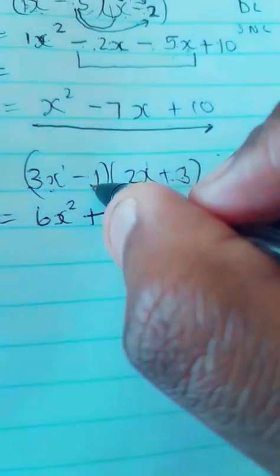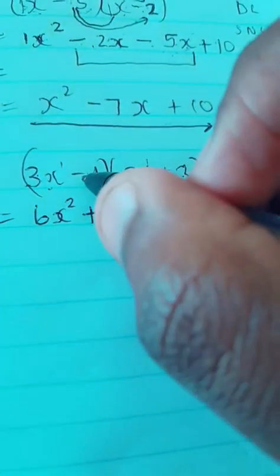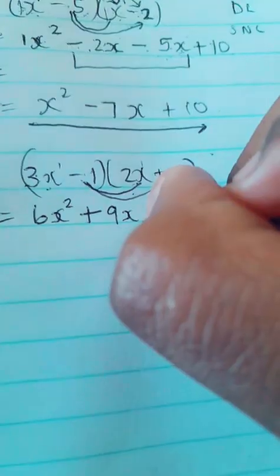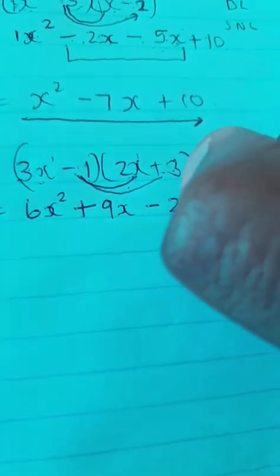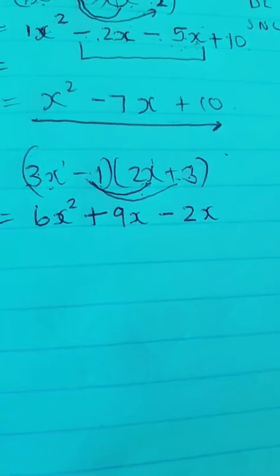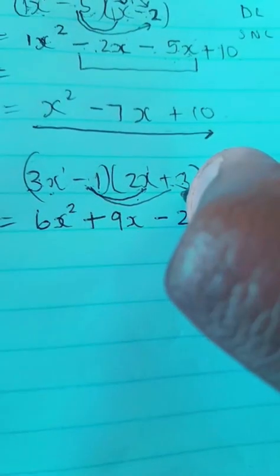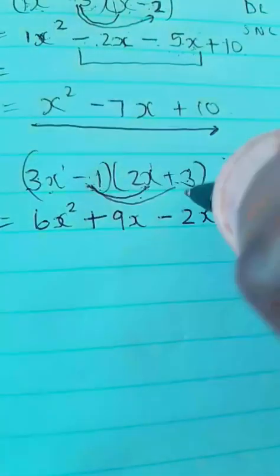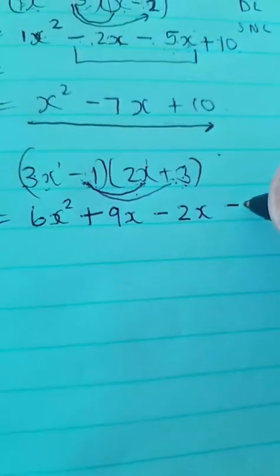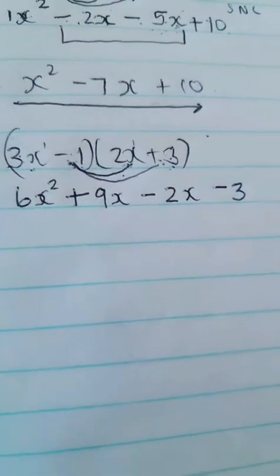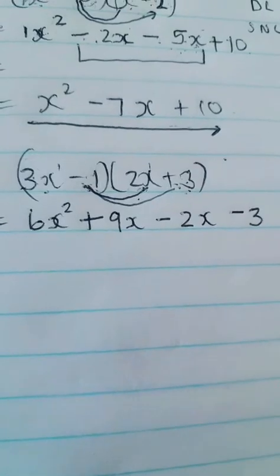Then we take the negative 1 and distribute it to the 2x, and take the negative 1 and distribute it to the positive 3. Negative times a positive is negative. 1 times 2 is 2. x next door. And then last but not least, minus 1 times positive 3. Negative times a positive gives negative. 1 times 3 gives 3. And that basically gives us our 4 terms in our expression.